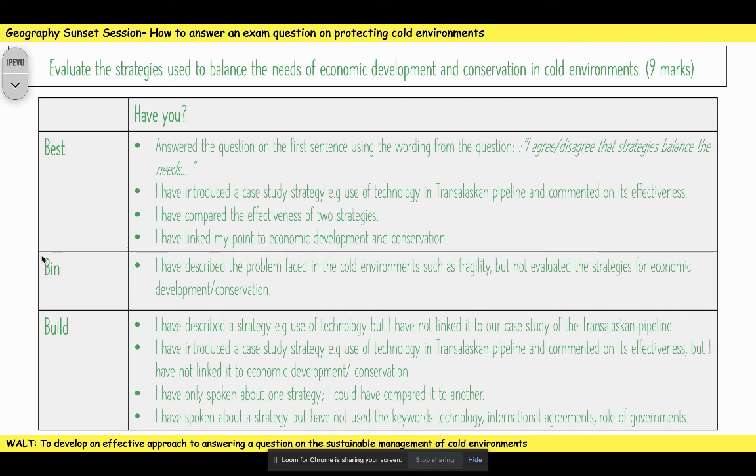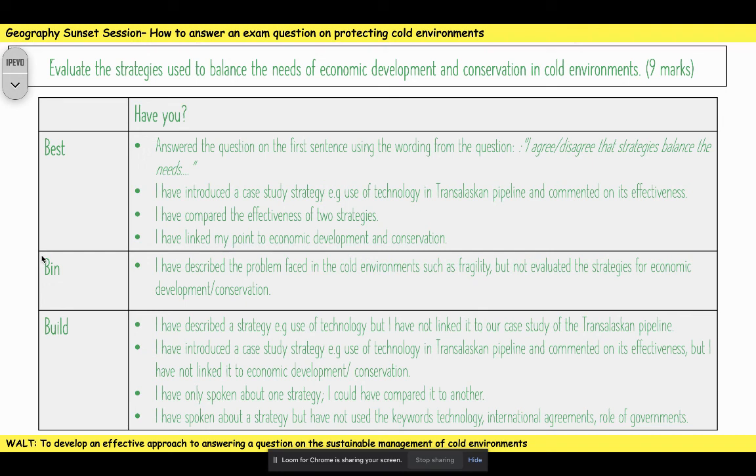Whereas if you described a strategy, for example, the use of technology, but not linked it to our case study of the Trans-Alaskan Pipeline, you could build on that, so label that build. If you've introduced a case study strategy, so the use of technology in the Trans-Alaskan Pipeline, and commented on its effectiveness, but you've not linked it to economic development or conservation, you've not used those words from the question, label that as a build. Likewise, if you've only spoken about one strategy, or you've spoken about a strategy but not used the keywords technology, international agreements, role of governments, you can label those as the parts of your answer to build.